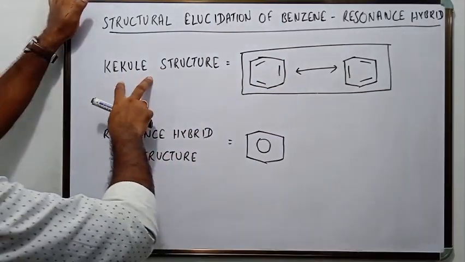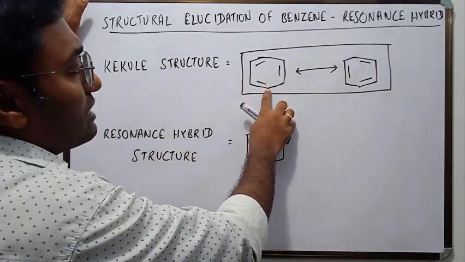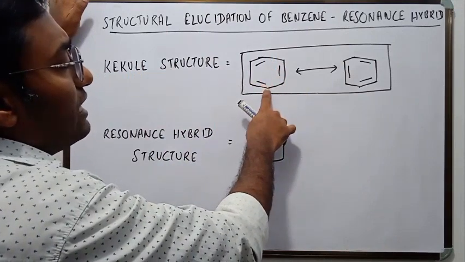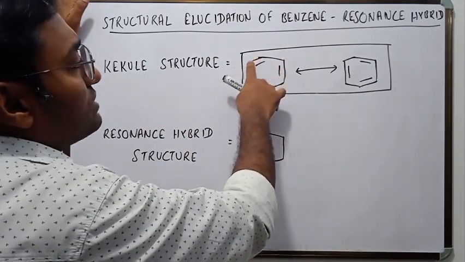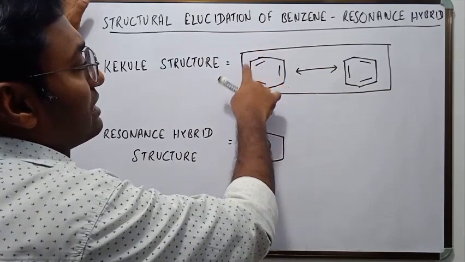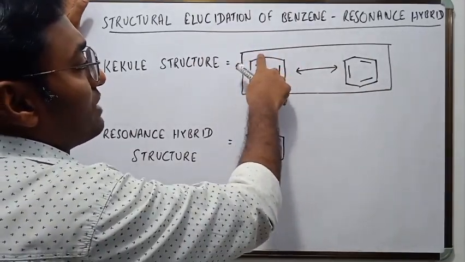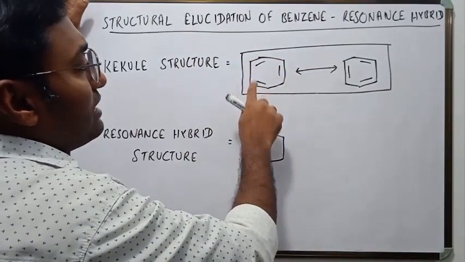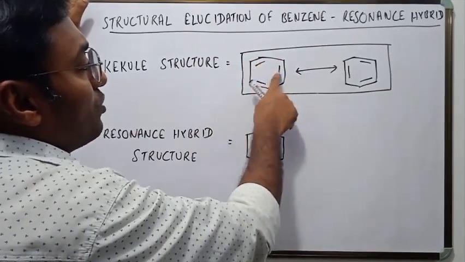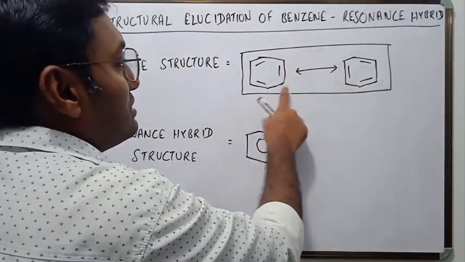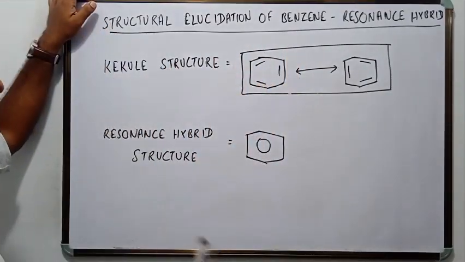So initially he found only this structure. Now what does this structure indicate? This structure indicates that benzene is a ring of 6 carbon atoms. It's a cyclohexagonal ring of 6 carbon atoms. Also one hydrogen atom is attached to each of the carbon atoms in benzene and there are 3 double bonds at alternate positions. So this is what Kekulé gave. This was the only structure that Kekulé initially proposed.